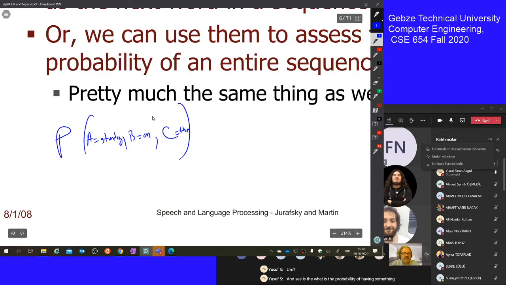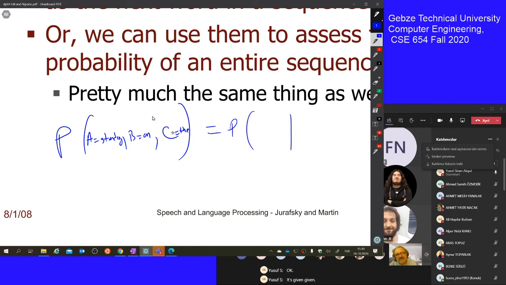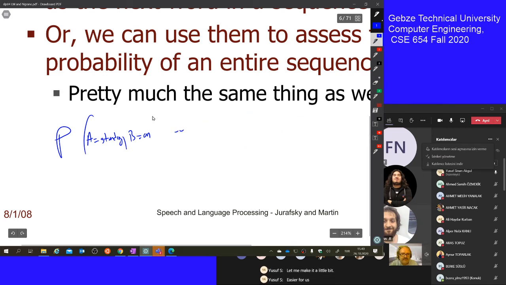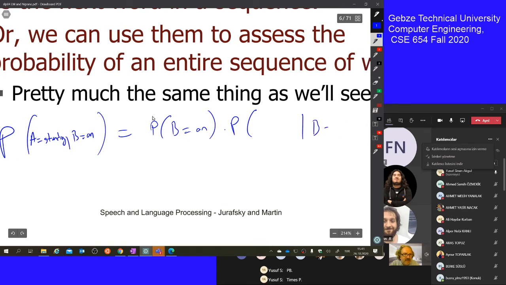And we know the conditional probability. Let's keep it simple: "standing on". What is the probability of "standing on" seen in an English text, these two words together? What is the definition of conditional probability? It says that P(B) on times P(A) given B, "on", and the probability of A, "standing".